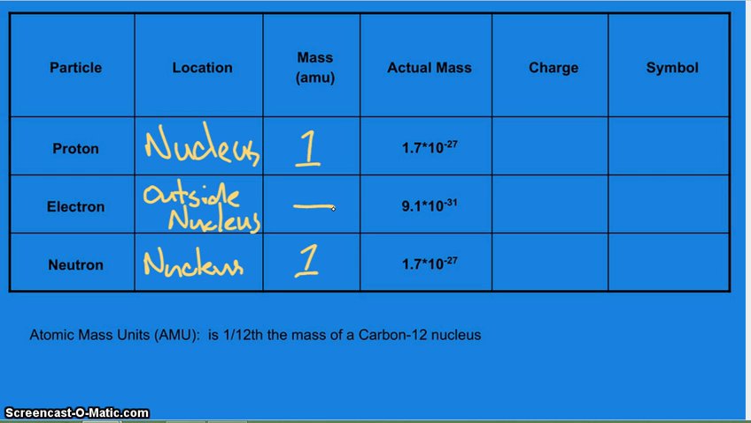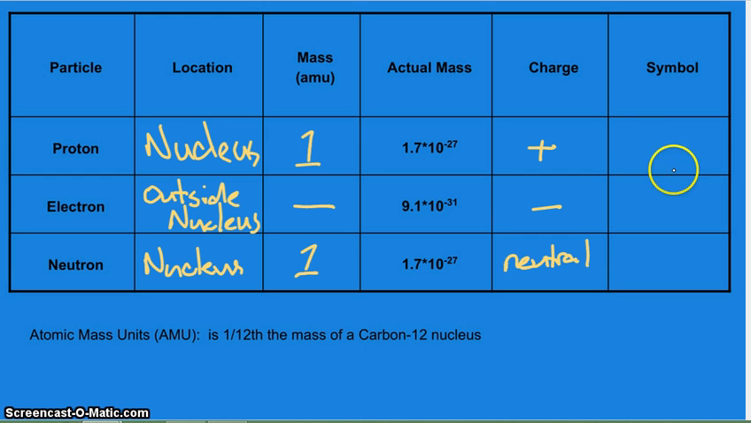Charge. So charge is what they actually get, positive or negative, and how they affect the overall charge of the atom itself. So protons are positive, electrons are negative, and neutrons are neutral, just like the name implies. So neutrons do not have a positive or negative charge.